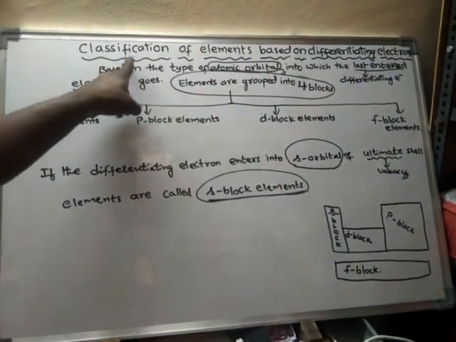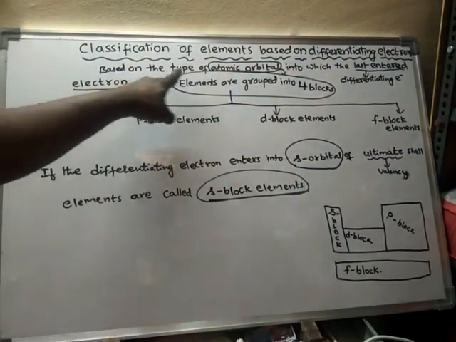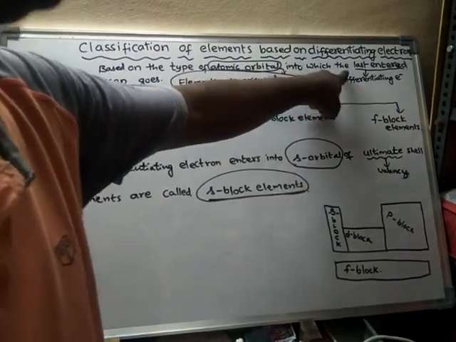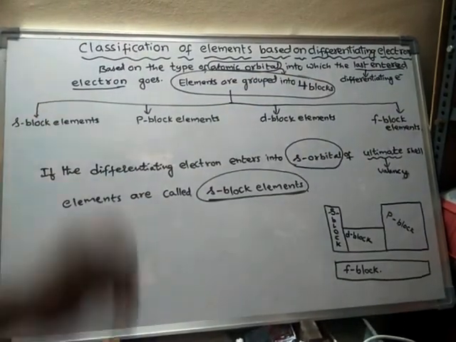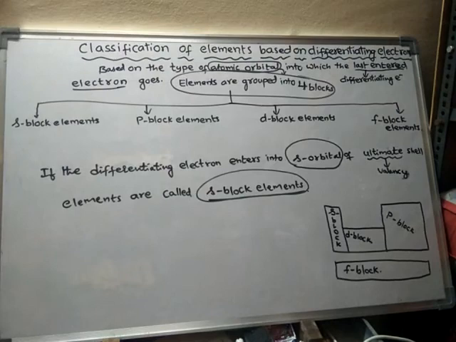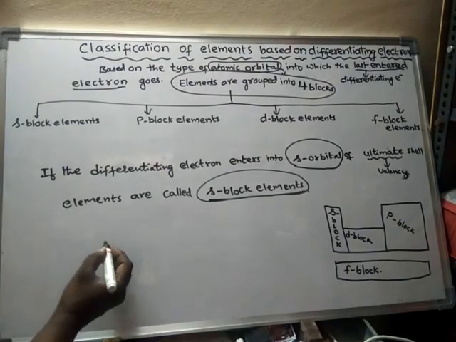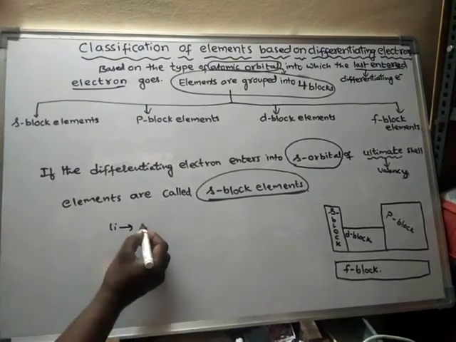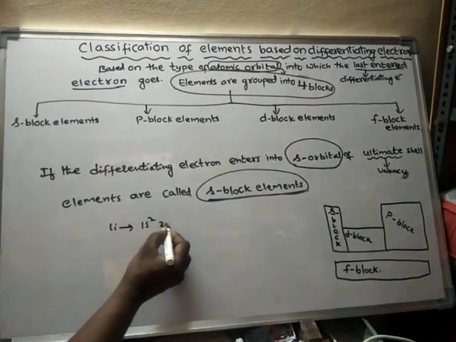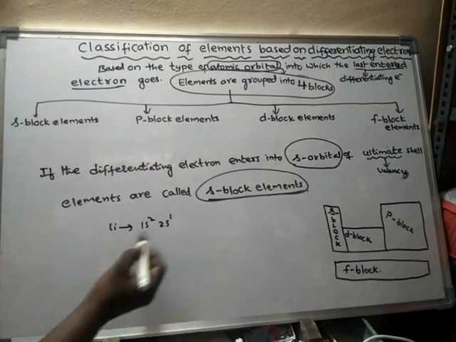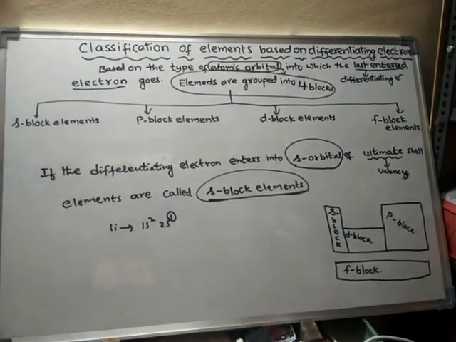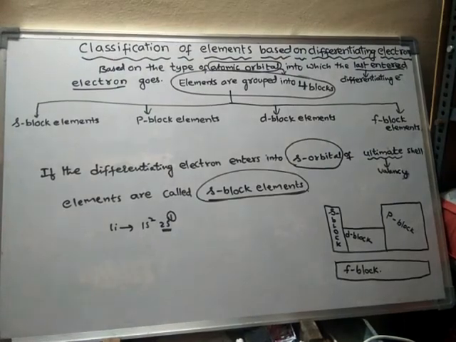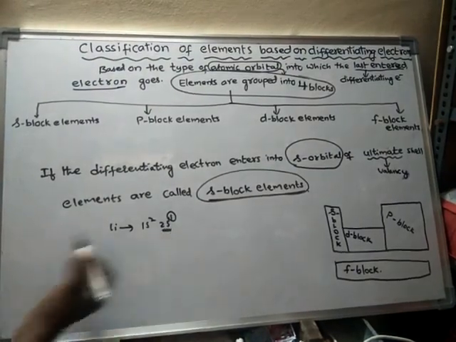So this classification is based on the type of atomic orbital into which the last entered electron goes. For example, take lithium. In lithium, its electronic configuration is 1s2, 2s1. So this is the last electron. This last electron is entering into which orbital? It belongs to s orbital.